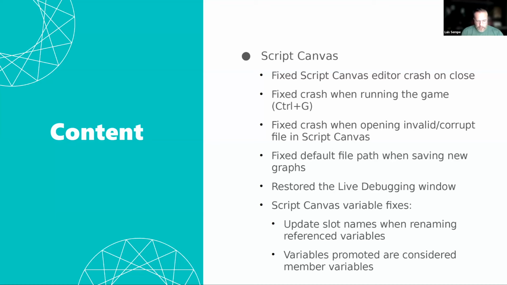One of them that's a big one that caused a lot of confusion was fixing the default file path when saving graphs. Often this would take you to a place outside of the project structure, and then you could save your file, but then it wouldn't show up in the project, so Asset Processor wouldn't pick it up, and you'd be wondering, why is my script not working? Why can't I use this? So now this has been fixed to always create a Script Canvas file within the project structure. So that should alleviate a lot of that weirdness and confusion that people experienced.